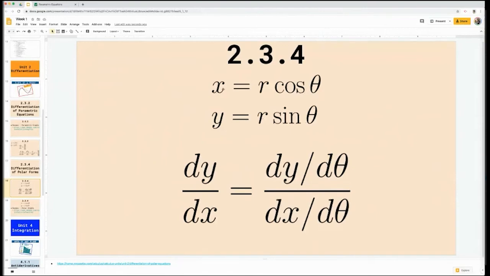Now this is basically the unit circle. If the radius was 1, x is equal to cosine, y is equal to sine. To find the derivative of this, it's actually really similar to parametric. You do the derivative of y with respect to theta and then x with respect to theta, and you just divide them. The d thetas cancel. Again, I'm going to show you examples of that.